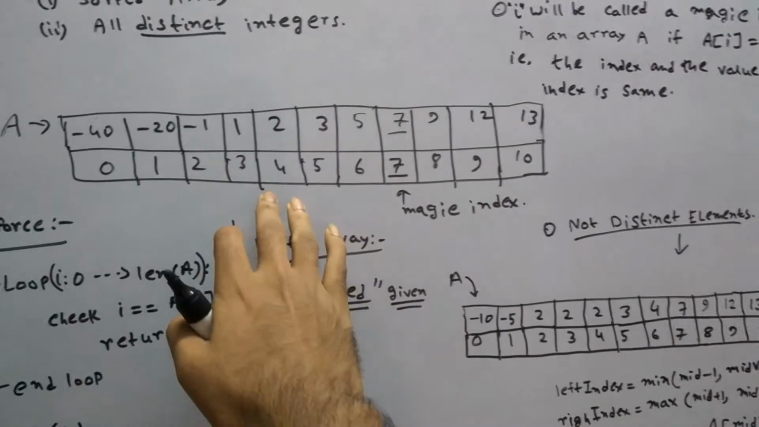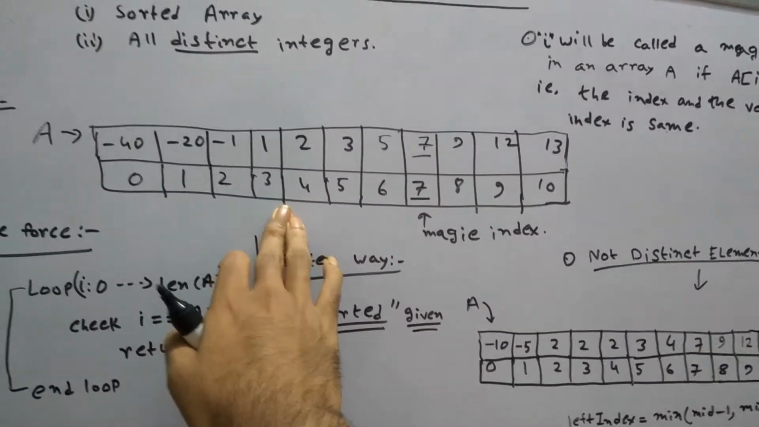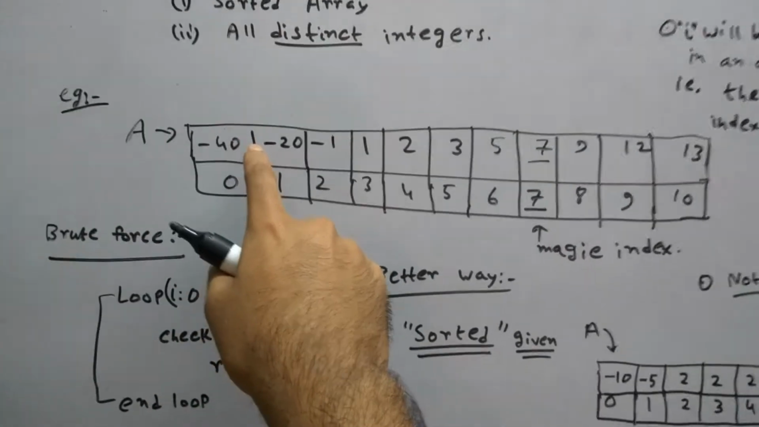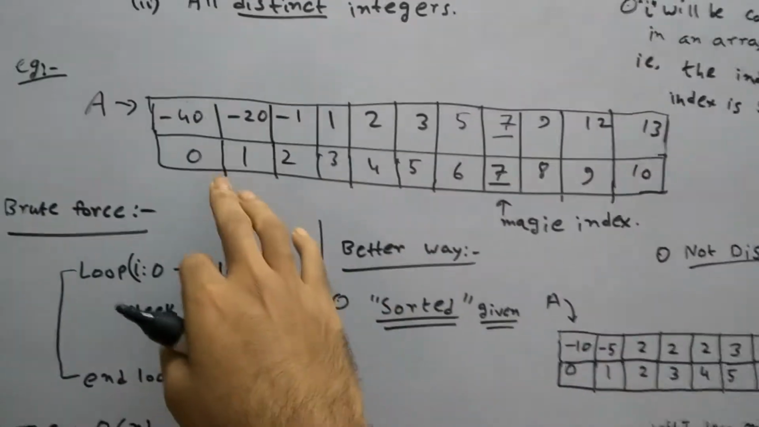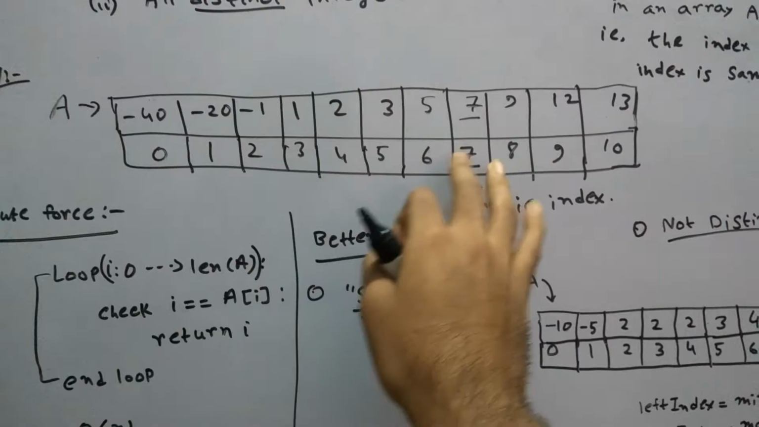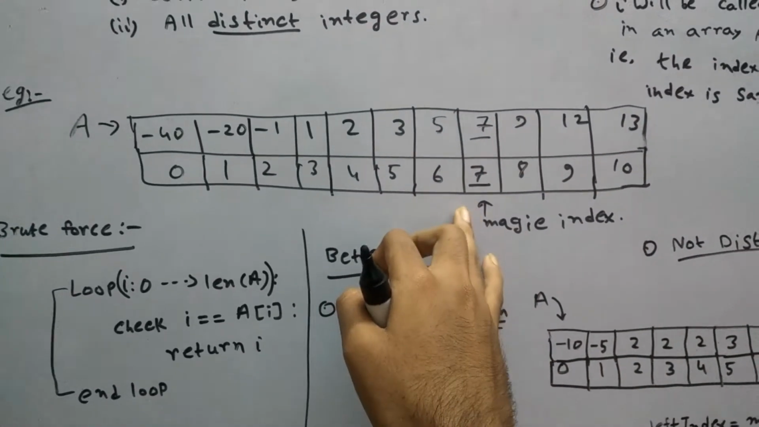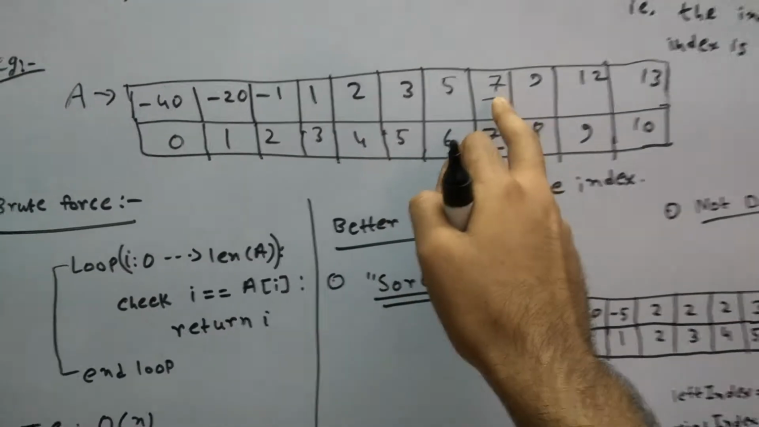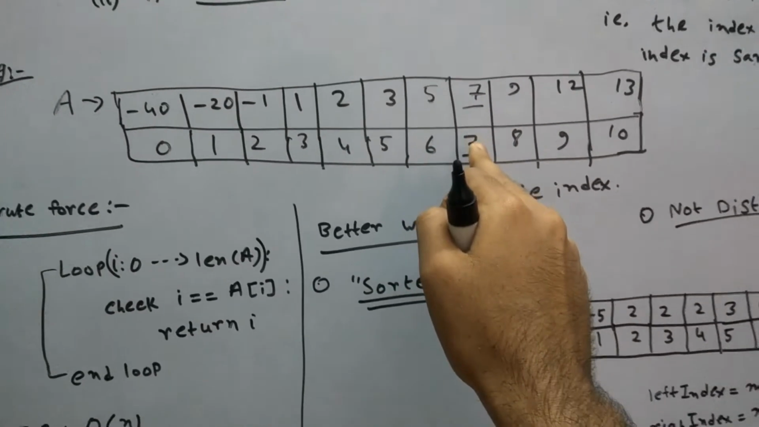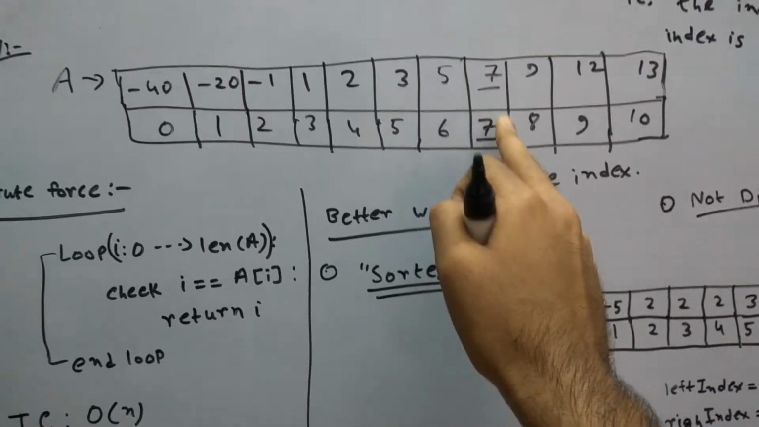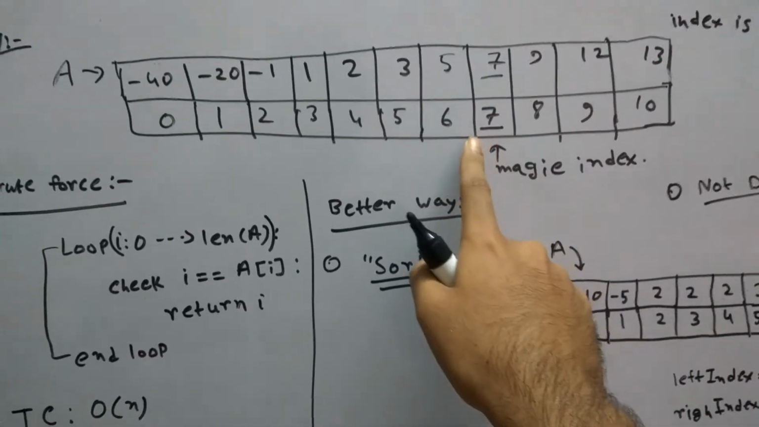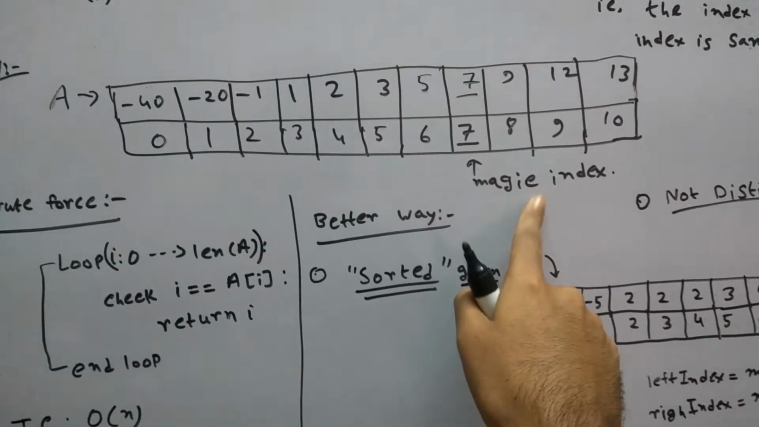Let me give you an example to make you understand better what this problem is actually saying. We have this array called A, with all the elements, and I have also written down the index values of the elements. The magic index is an index where the index and the value at the index are the same. Like for this example, the value at index 7 is 7, so index 7 is called the magic index. We have to find this.